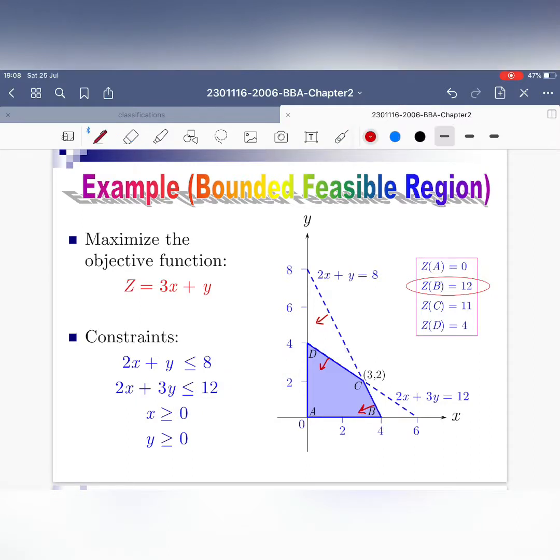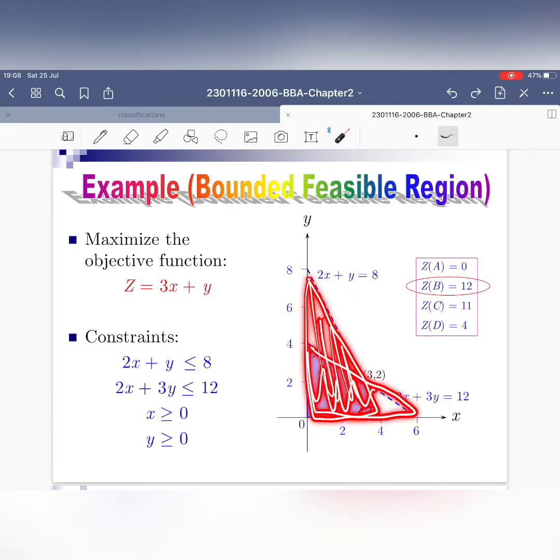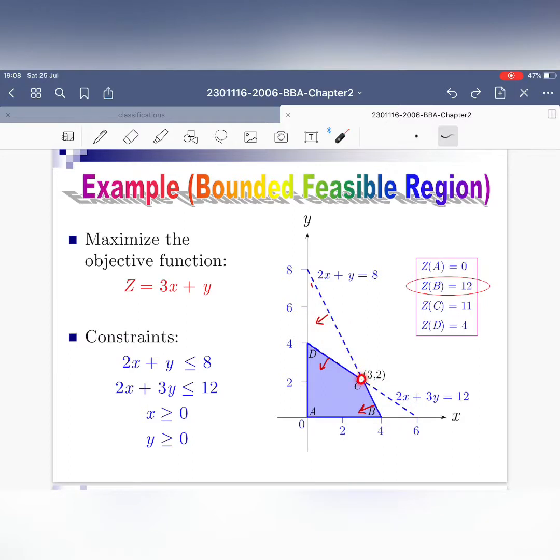And of course, this region over here and this region over there, the intersection will be this quadrilateral here. So you have 4 corner points: your 0, 4 for D, this one, and 0, 0 of course, and the 4, 0 for B.